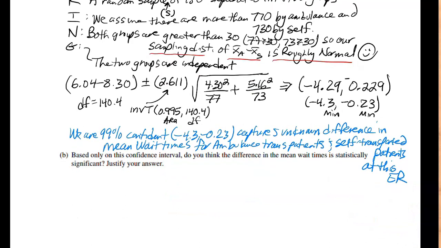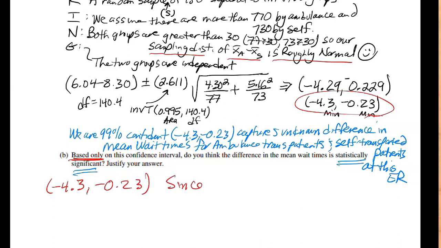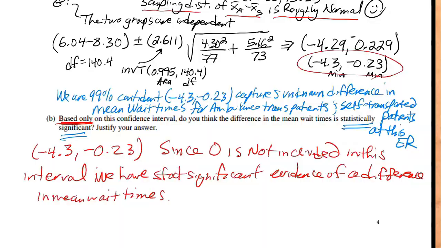And then the last part is worth its own point. Based on this interval, do you think the difference is statistically significant? This is basically asking you to use your interval to conclude a test. So based on this interval here, and as it says, based only on the interval, I would encourage you to rewrite the interval that you had earlier and then state something like, since 0 is not included in this interval, we have, so look, I'm answering the question. Yes is basically saying we have statistically significant evidence of a difference in mean wait times. I'll even draw you a picture. Pictures can be really helpful to explain to the reader.